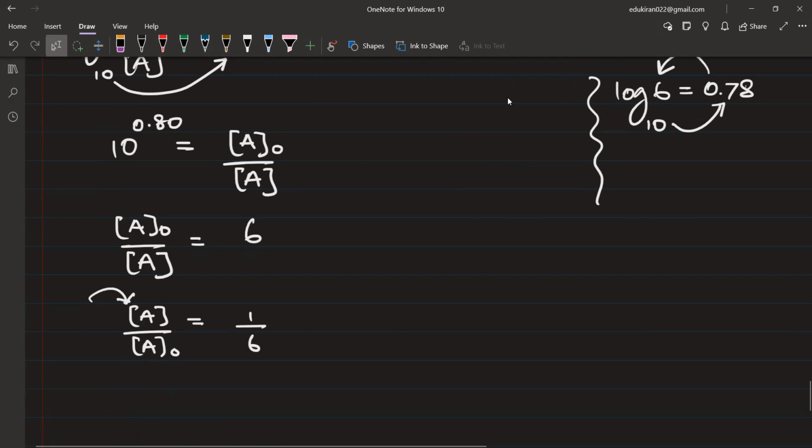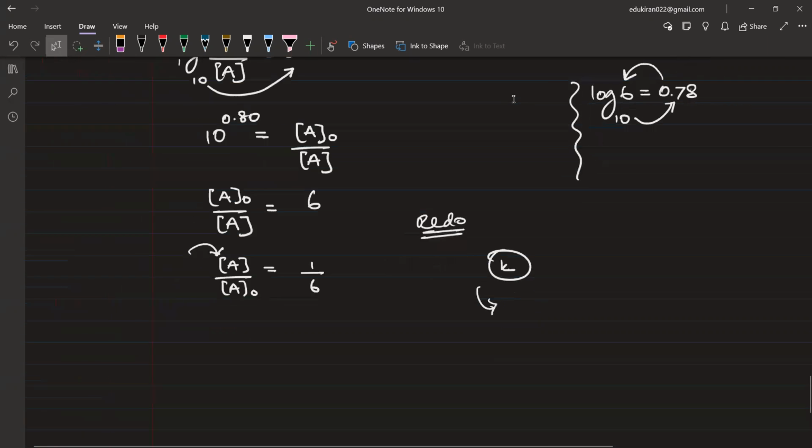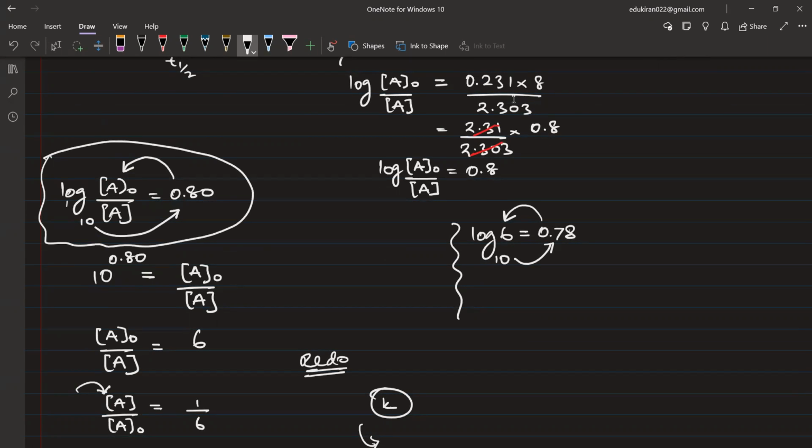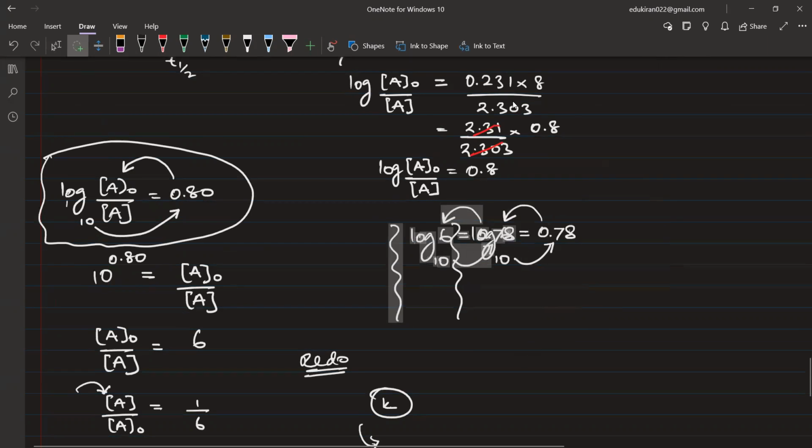Okay, so please redo these types of questions in which you have to calculate the K first, and then get the time taken for this much completion or fraction remaining and so on. One more thing, this seems very difficult, converting to find what A naught by A will be, what fraction will come. But once you have studied log properly, keep in mind that log is very easy. It's not very difficult.